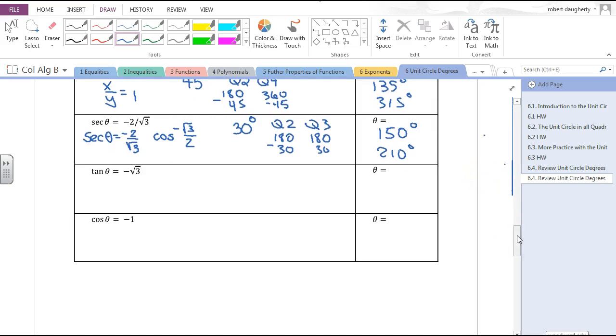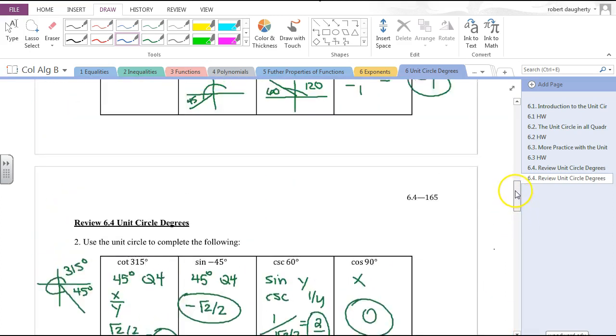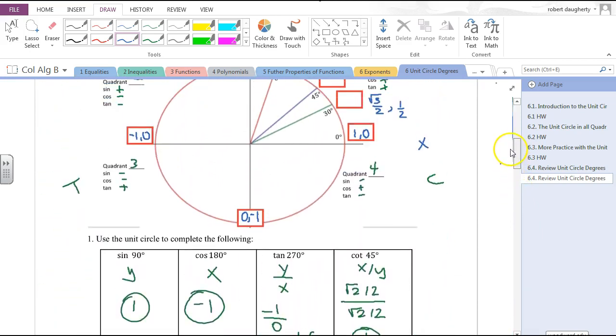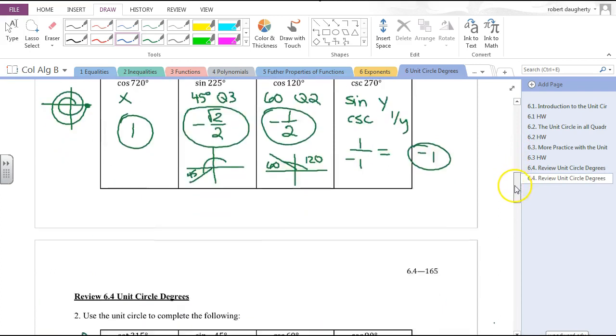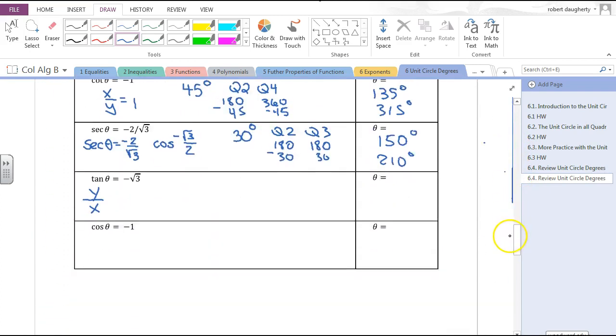Tangent is negative square root of 3. So tangent is y over x. Where can I have y over x and get a square root of 3? If I go back to the unit circle, y over x, it looks like at 60 degrees is where I can get a square root of 3 in the numerator. So square root of 3 over 2. At 60 degrees, y over x is square root of 3 over 2 divided by 1/2.